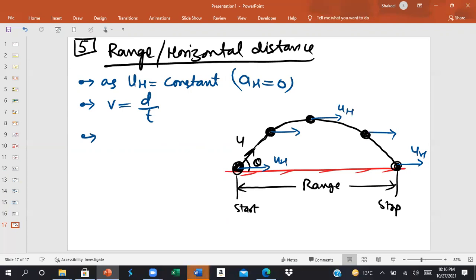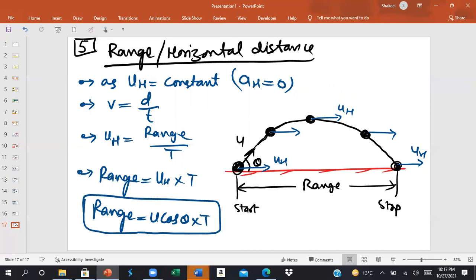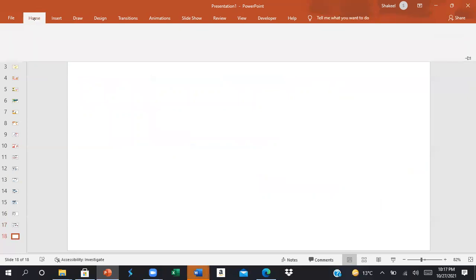Modifying it, V is like u_H, d is the range, and small t is the time of flight. So we can say that the range is equal to u_H into T, or this range, which is the horizontal distance, is u cos theta into T. So this is the equation you can use to find the range. Okay, moving to the next topic.